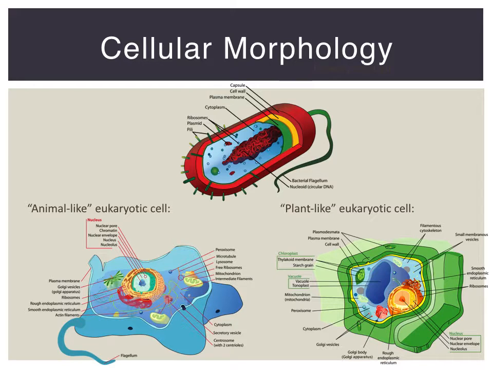Another example, and I did mention this in the last video, is cellular morphology. This is the idea that all cells typically have a lot of characteristics in common. You might have animal-like cells and plant-like cells, and they have things that make them different, but of those things that make them different, there's way more that makes them similar.